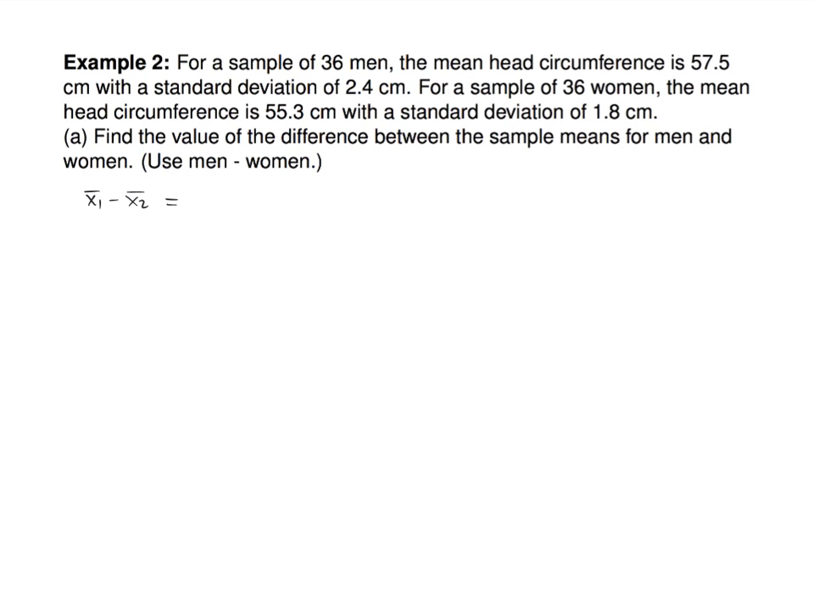Okay, so x1 bar is which of those numbers? 57.5 minus x2 bar, which is 55.3. And that comes out to be 2.2.